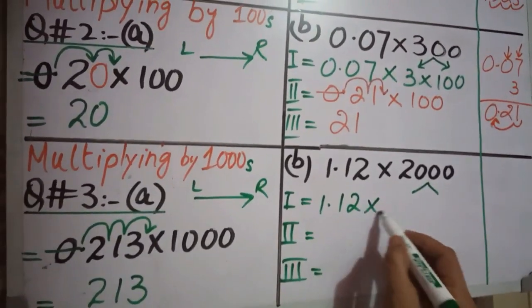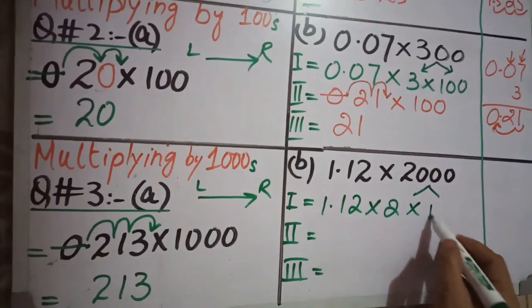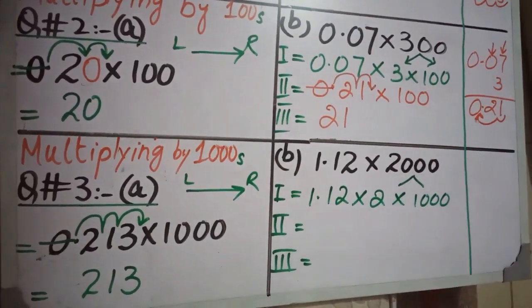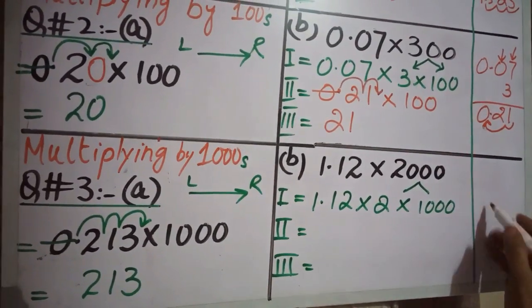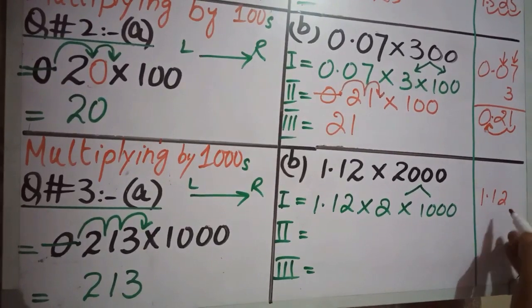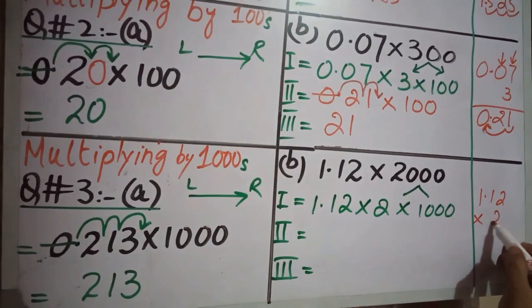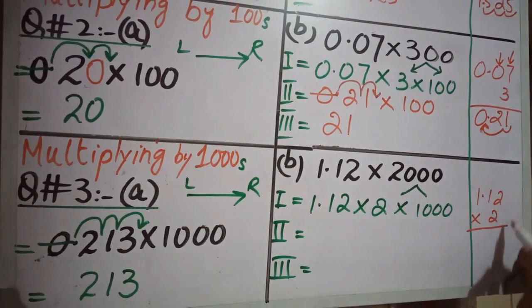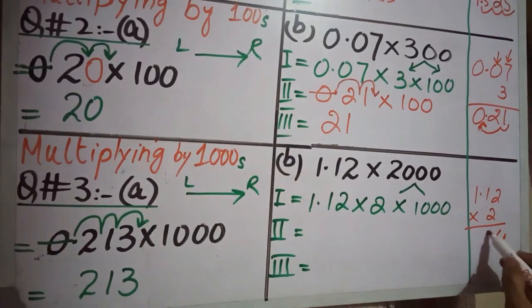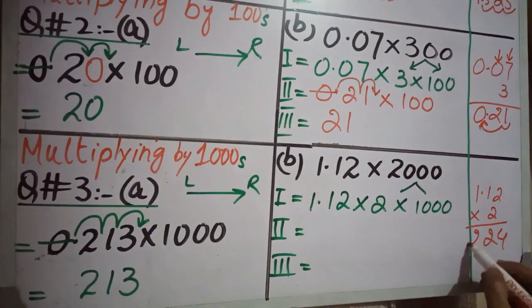Now in the B part, again we will split the number: 1.12 multiplied by 2 multiplied by 1000. Now we will go to the rough work again. 1.12 multiplied by 2. 2 twos are 4, 2 ones are 2, 2 ones are 2.